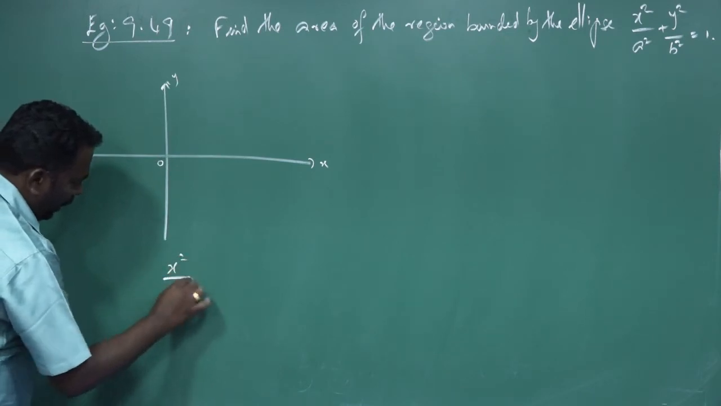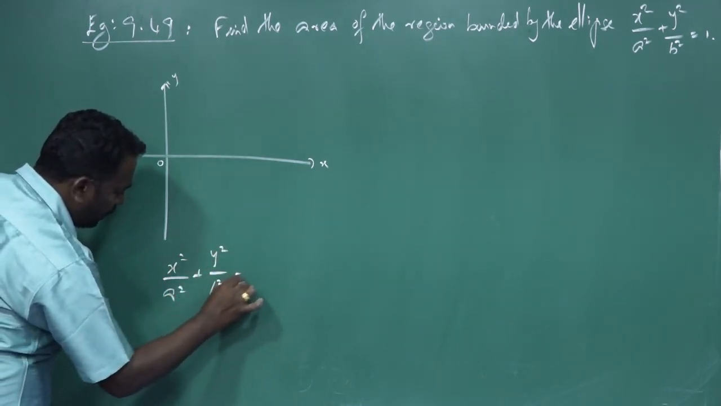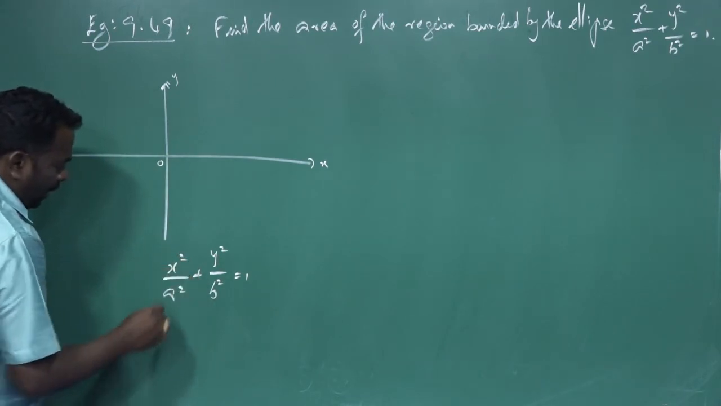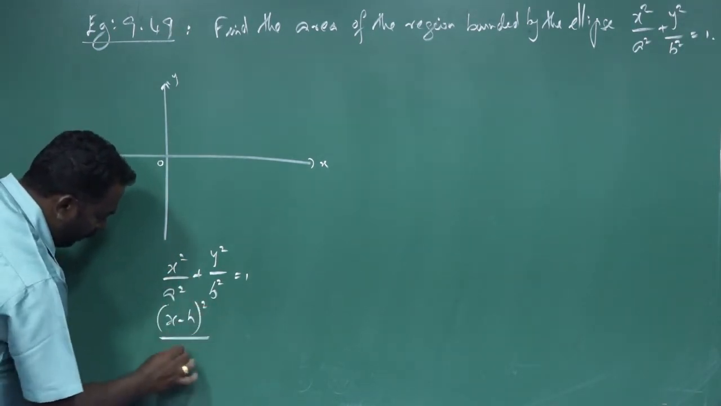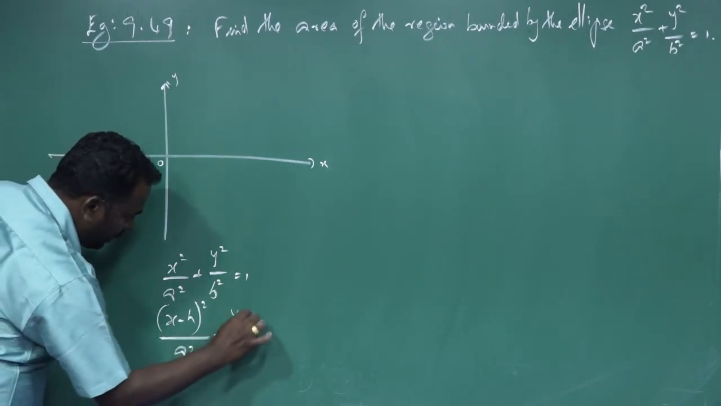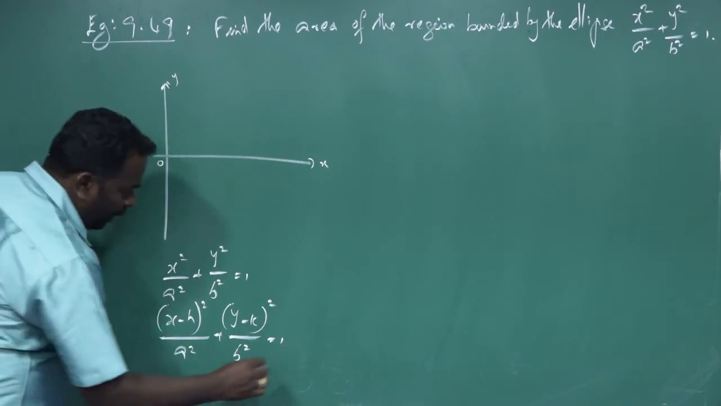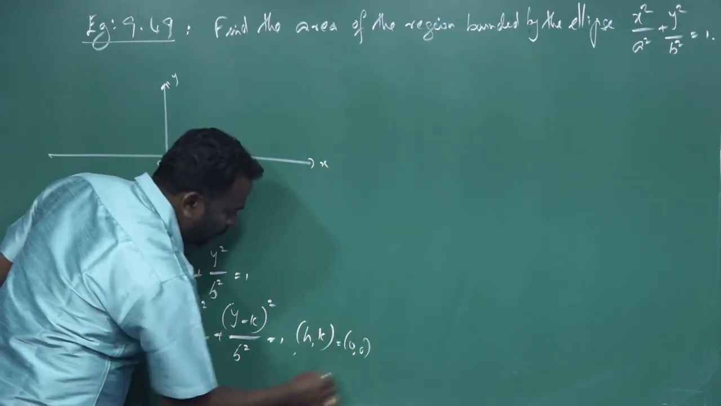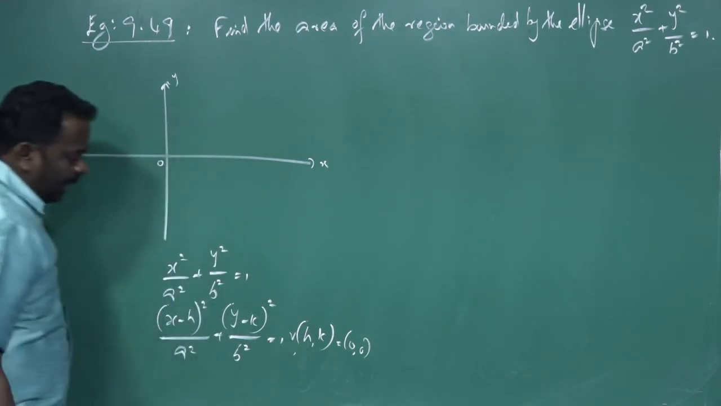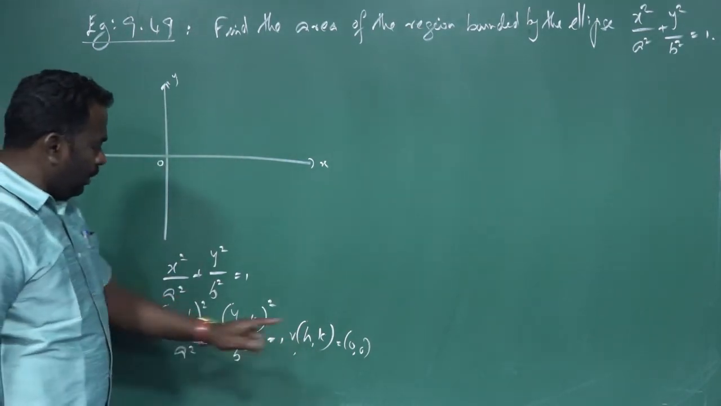x square by a square plus y square by b square equal to 1. That means the standard form is (x minus h) whole square by a square plus (y minus k) whole square by b square equal to 1. Here (h, k) is equal to (0, 0). That is the center of the ellipse, that is (0, 0).